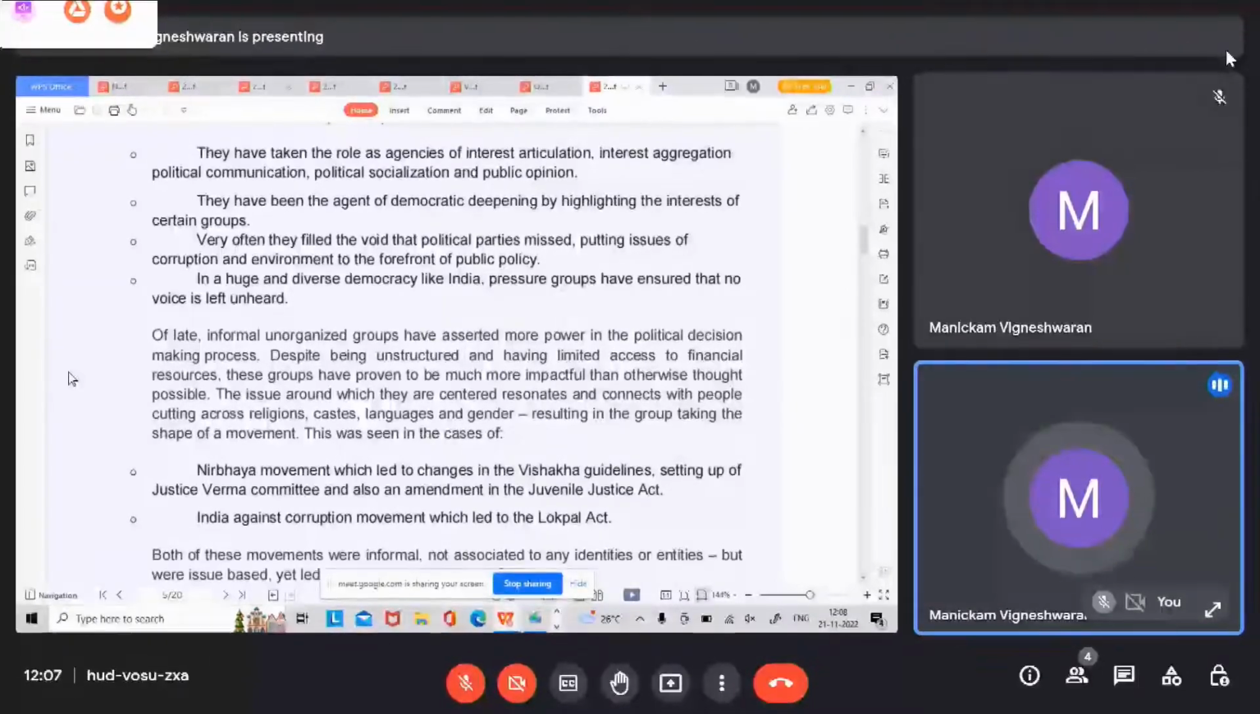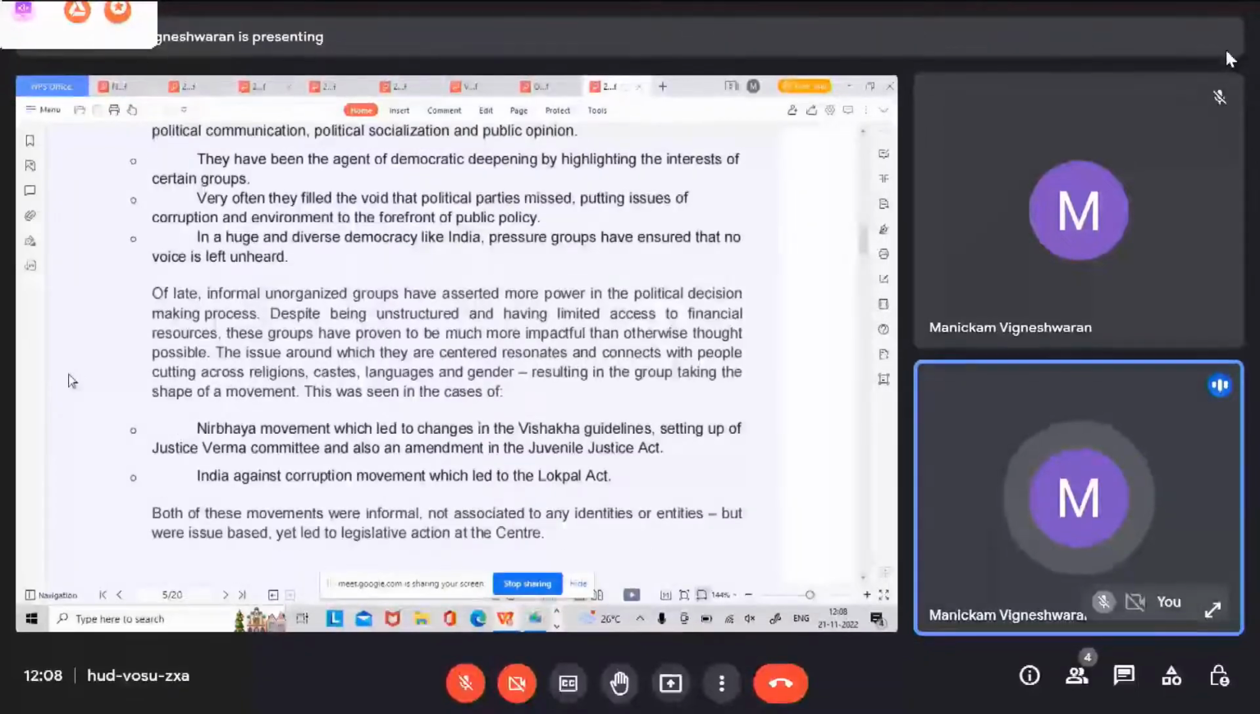The Vishaka guidelines were given by the Supreme Court judgment in 1996. The movement led to the setting up of the Justice Verma Committee and also an amendment to the Criminal Law Act. The contradiction is that the government was not able to punish the cruel criminals responsible for the victim in the Nirbhaya case. But the legal hurdles were removed by the Verma Committee recommendations, by amending the Criminal Law Amendment Act. The India Against Corruption movement led to the Lokpal Act.